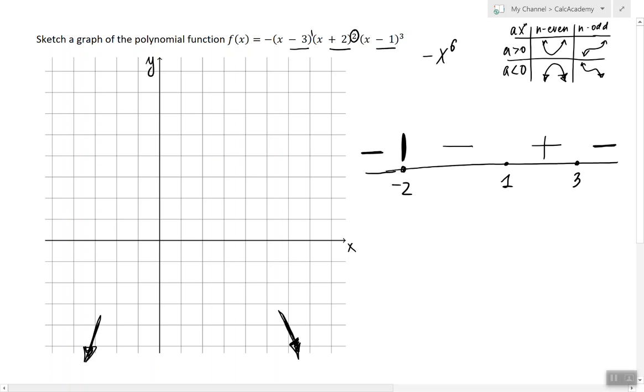That will correspond to the following behavior. At 3 it's going to go from negative to positive. At 1 it's going to go from positive to negative, and at -2 it's going to bounce from negative to negative. So that is enough information for us to sketch a graph that shows all the behavior of the function.